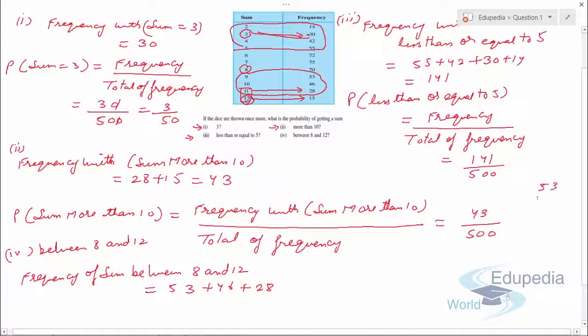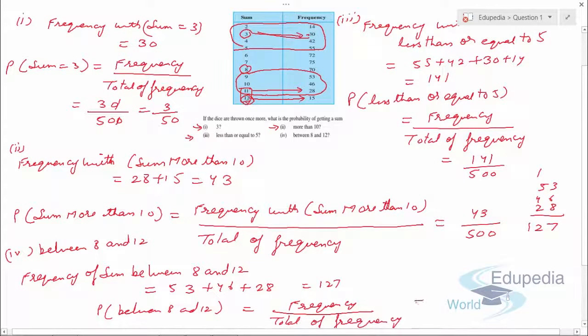So 53 plus 46 plus 28 will be 127, right? So we can write it over here, 127. So we can say that the probability between 8 and 12 will be equal to frequency upon total frequency. So it will be 127 upon 500. So this is how we have to solve this question, right?